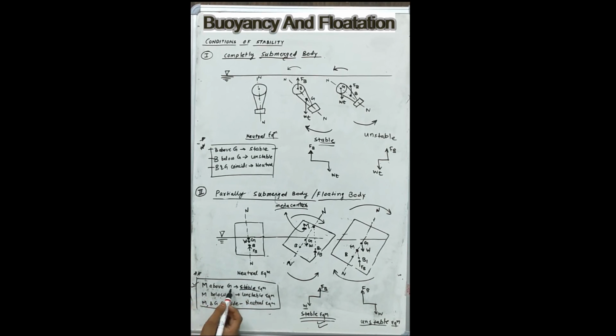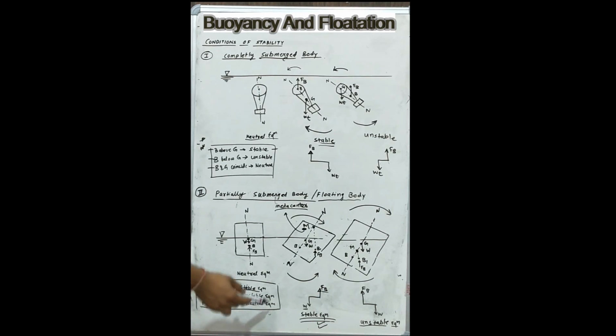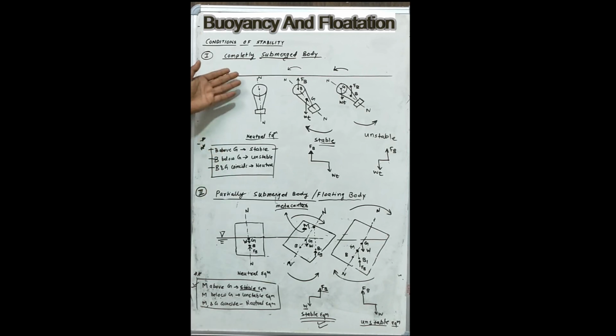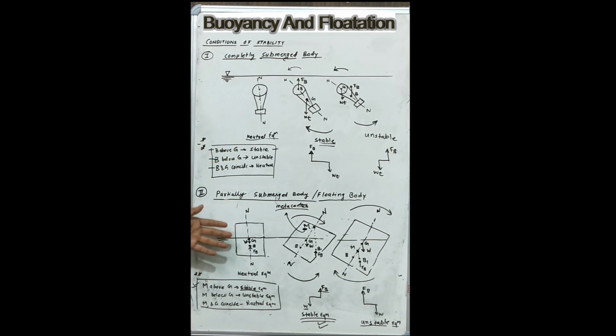When the metacenter is above the center of gravity, it is stable equilibrium, and when M and G coincide, it is neutral equilibrium. That is the condition when the line of action of these two forces is the same. So these are the conditions of stability of a completely submerged body as well as a partially submerged body.